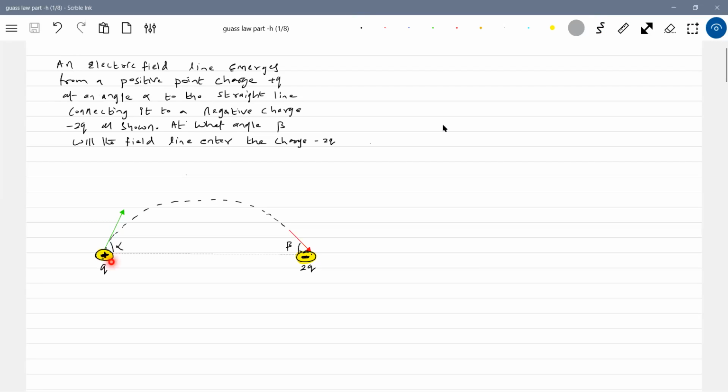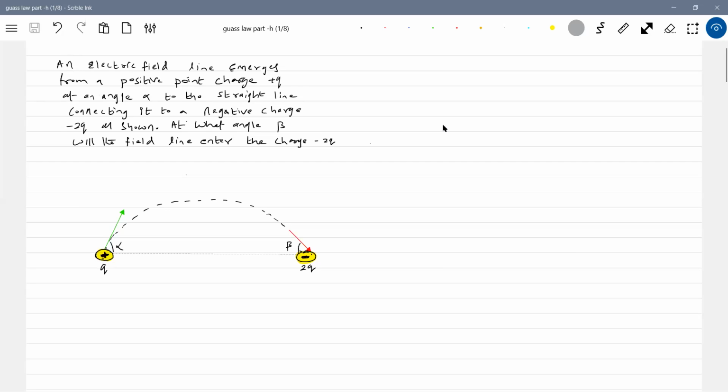Okay, this is one question what you had. Two charges, Q and 2Q. An electric field line emerges from a positive point charge plus Q at an angle alpha to the straight line connecting it to a negative charge minus 2Q as shown. At what angle beta will the field line enter the charge minus 2Q? So what is the basic idea? Like a solid angle and the lines of force, we have to take it.